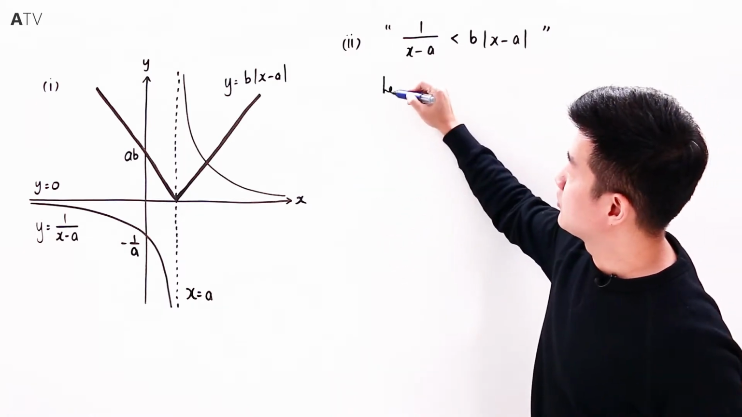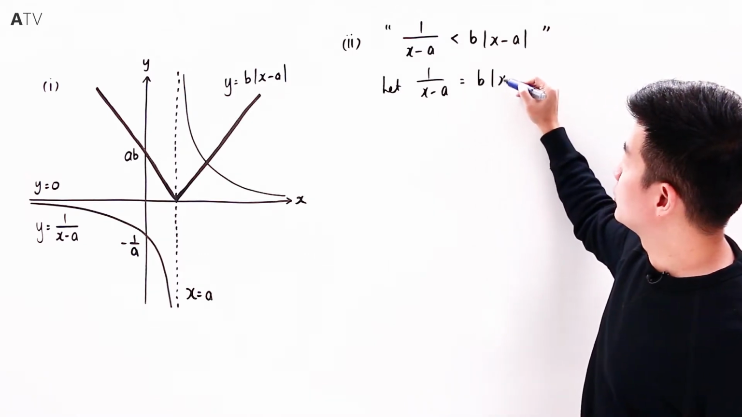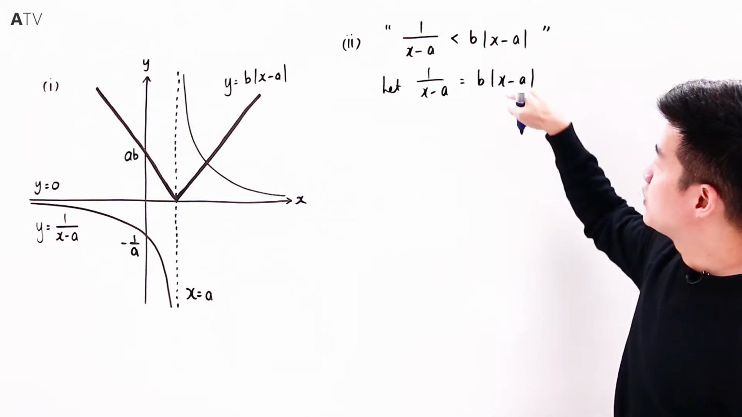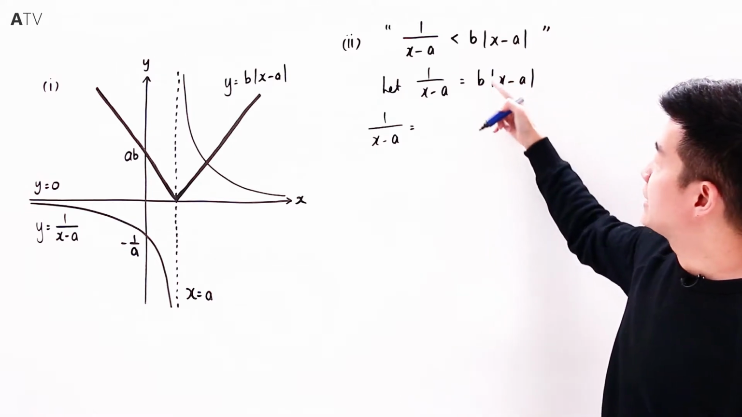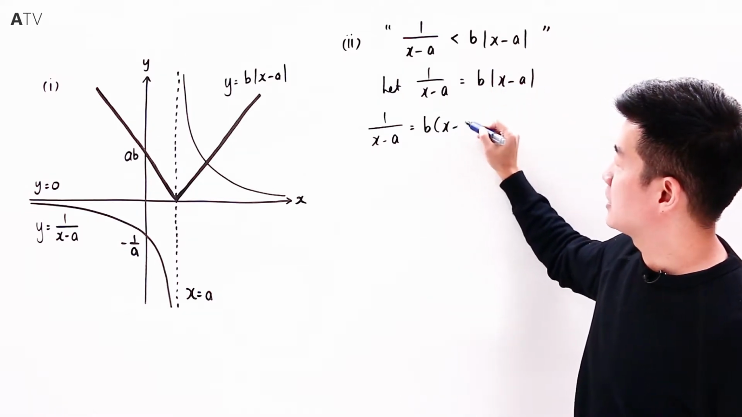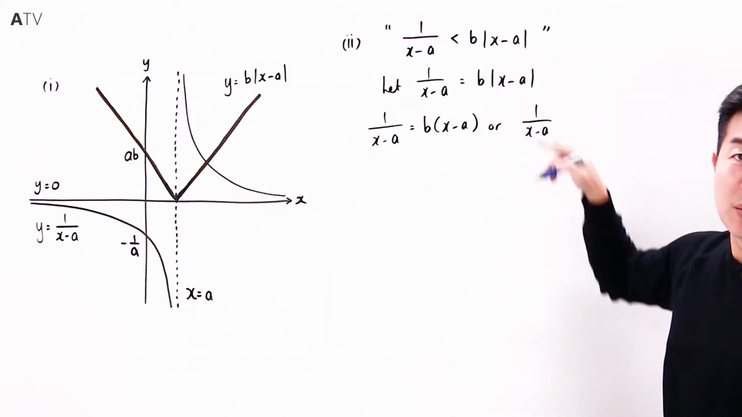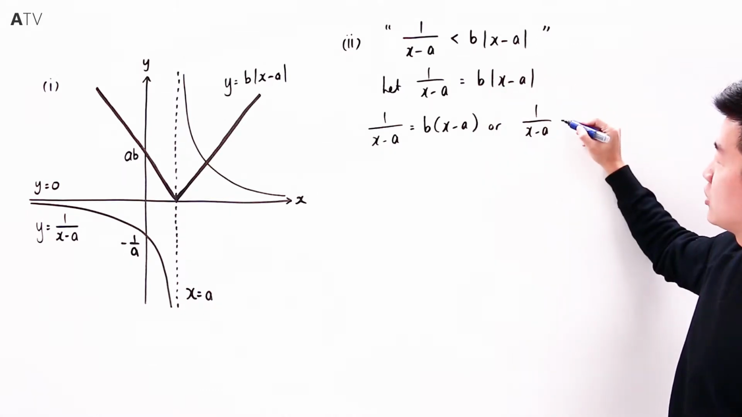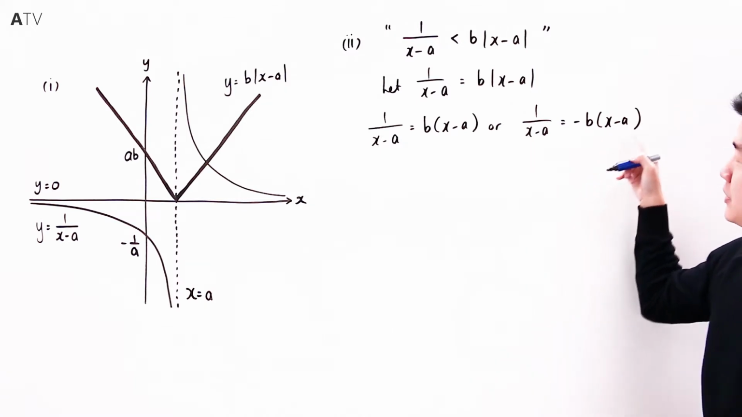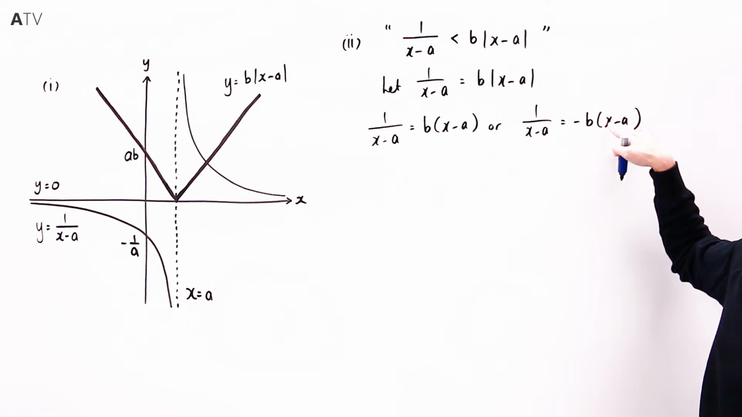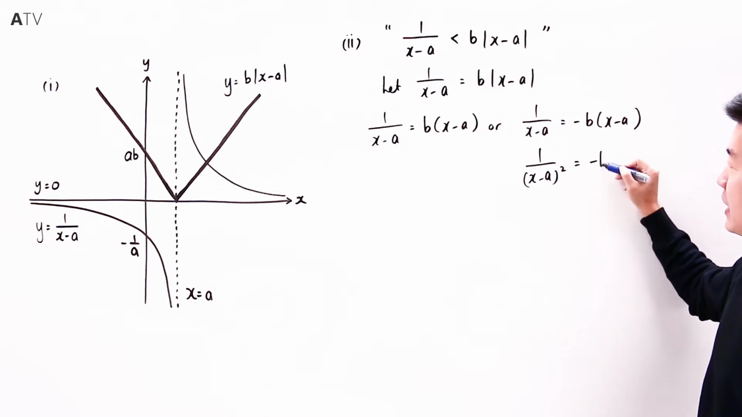To find the intersection, I'm going to let 1 over x minus a be equal to b modulus of x minus a. Let's remove the modulus. So I will have 1 over x minus a is equal to b times positive b times x minus a, or another possibility is 1 over x minus a, removing the modulus, is b times the negative of this, or I will just write it as minus b of x minus a. Looking at what we have here, if I were to bring x minus a over to the left hand side, I have 1 over x minus a squared is minus b.